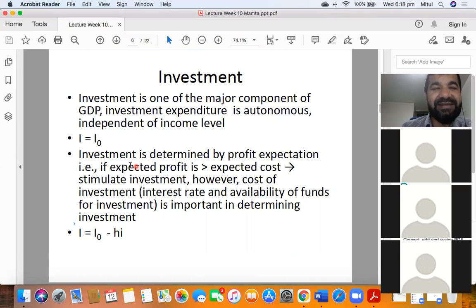So that's why they say investment is determined by the profit expectations. If the profit is increasing, then the expected profit is greater than the expected cost, and that will stimulate some investment. However, the cost of investment, the interest rate, and the availability of funds are also important in determining investment. If there are funds available in the bank, firms can go and borrow money from the bank.